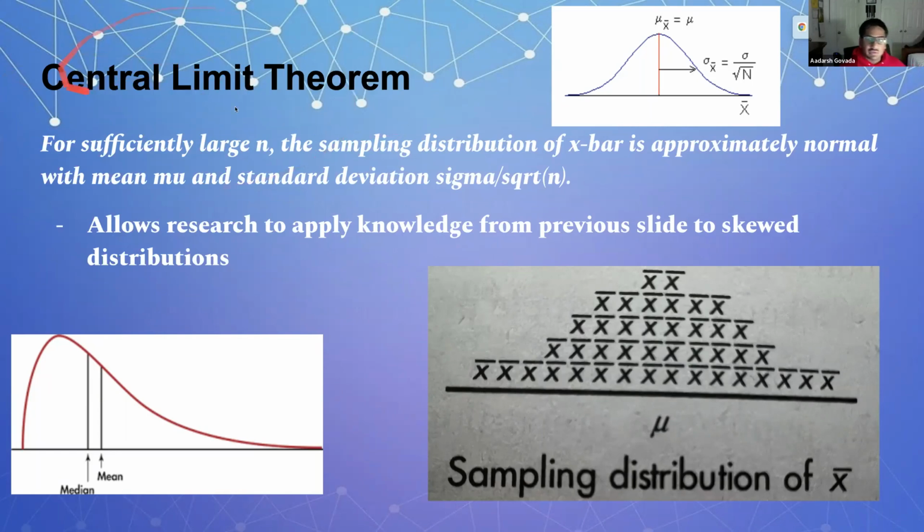But yeah, here's the central limit theorem. So this is probably the most important theorem in all of statistics. And what it says is for a sufficiently large n, the sampling distribution of x bar is approximately normal with mean mu and standard deviation sigma over the square root of n.